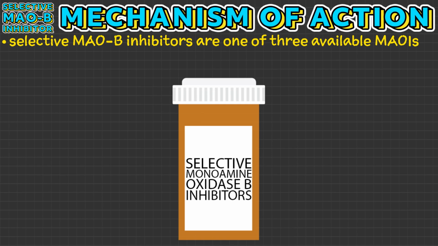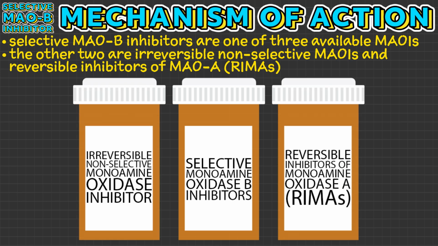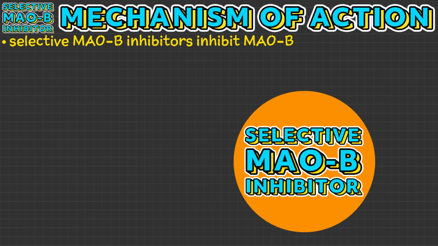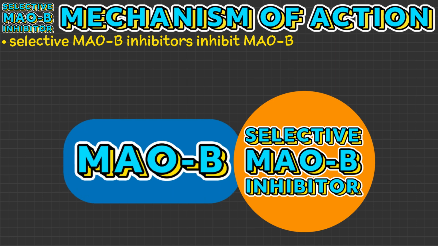Selective monoamine oxidase B, or MAO-B inhibitors, are one of 3 available monoamine oxidase inhibitors, or MAOIs. The other 2 are irreversible non-selective monoamine oxidase inhibitors and reversible inhibitors of monoamine oxidase A. If you want to learn more about these other 2 MAOIs, click the link on screen or in the description below. Selective MAO-B inhibitors inhibit monoamine oxidase B, or MAO-B.